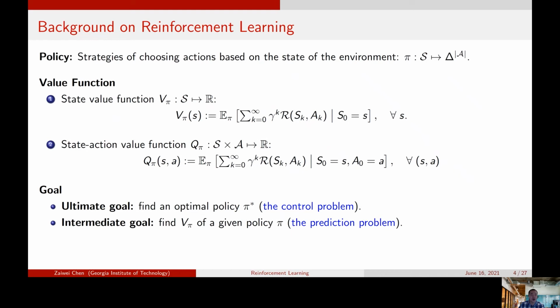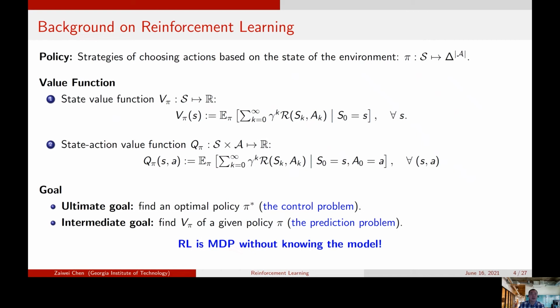In reinforcement learning, an intermediate goal is to find the value function of a given policy pi. This is called the prediction problem, or the policy evaluation problem. This intermediate goal of policy evaluation is very important in many reinforcement learning algorithms, such as approximate policy iteration or in the actor-critic framework.